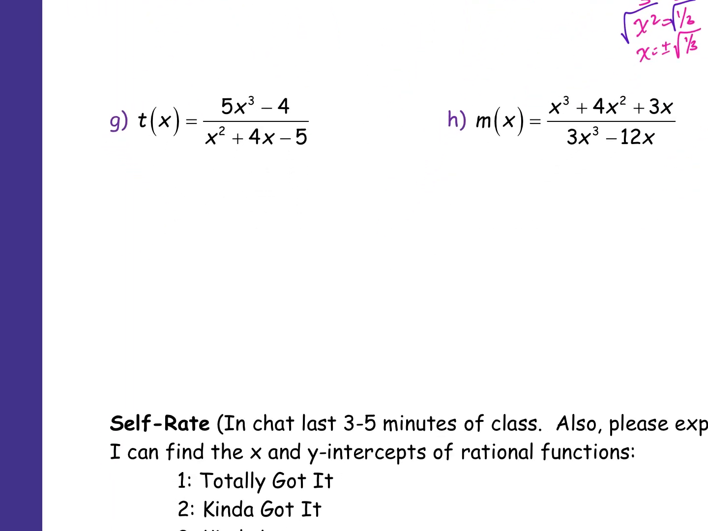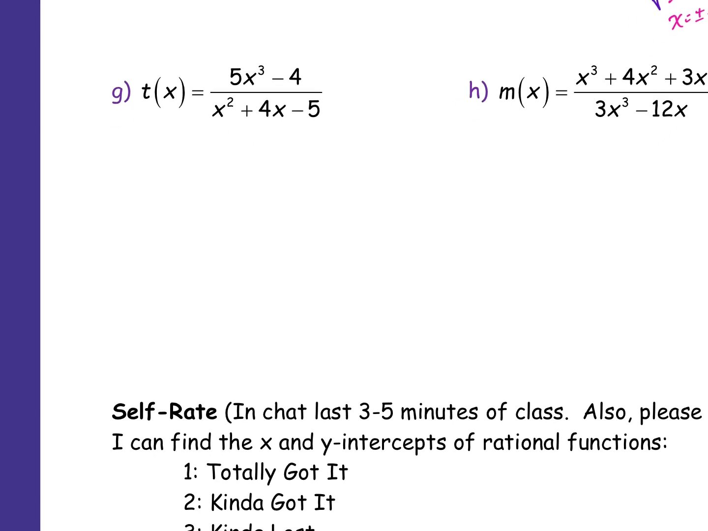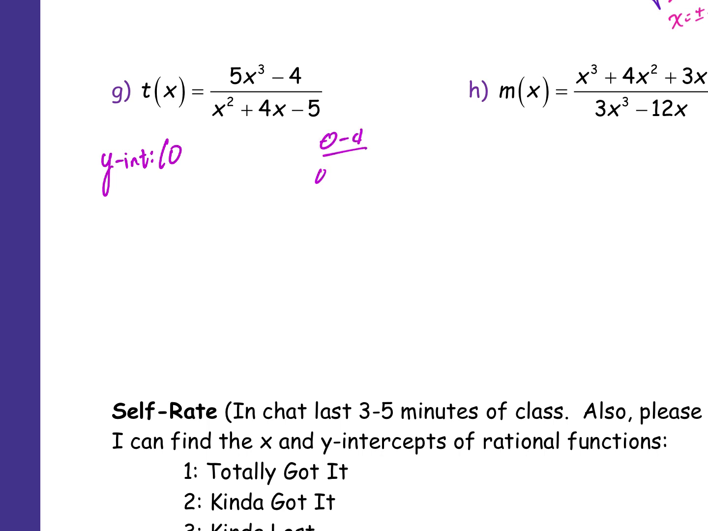So G, I mean, I could probably simplify the denominator, but since I can't simplify the numerator, it doesn't matter, so I'm not going to simplify. The equation is already as simplified as possible. So to find the y-intercept, I set x equal to 0. That means I have 0 minus 4 over 0 plus 0 minus 5. So that's 4/5.